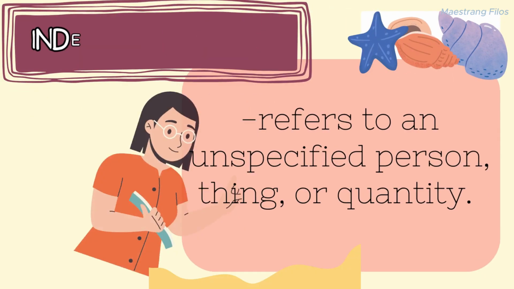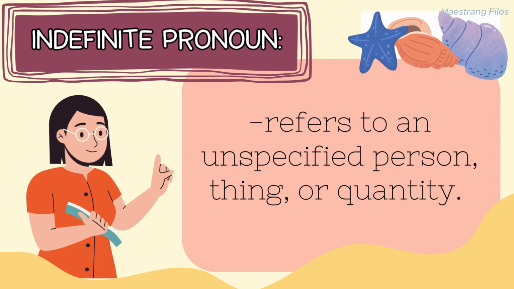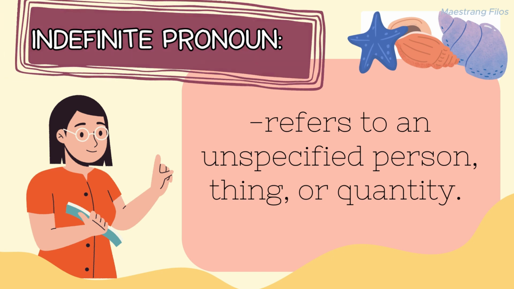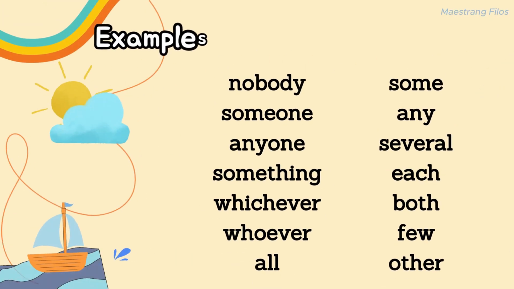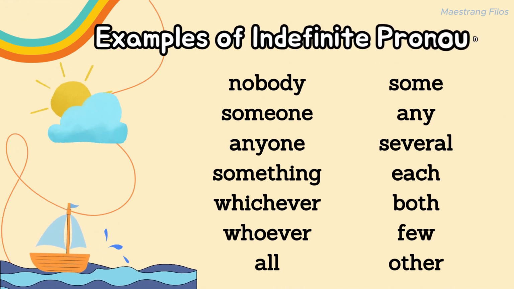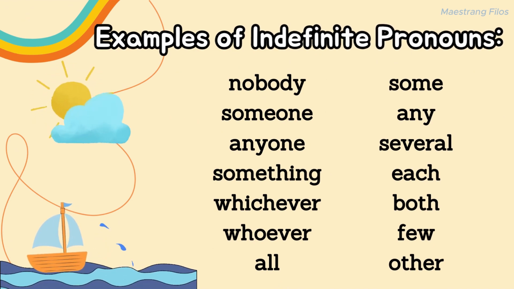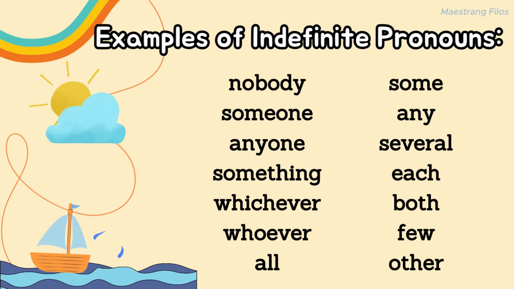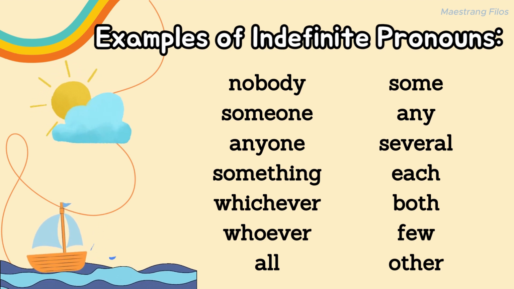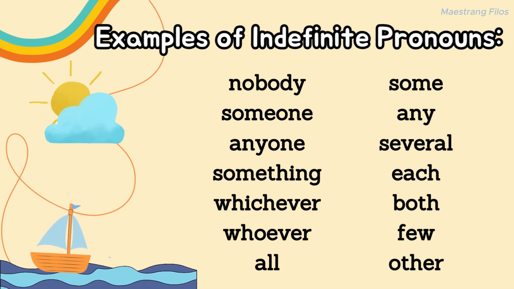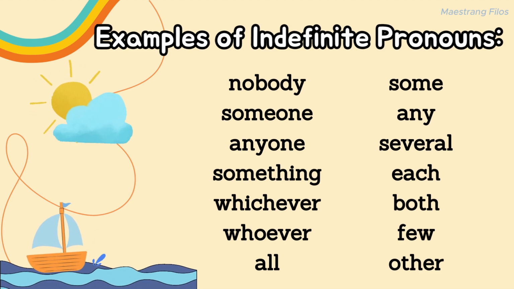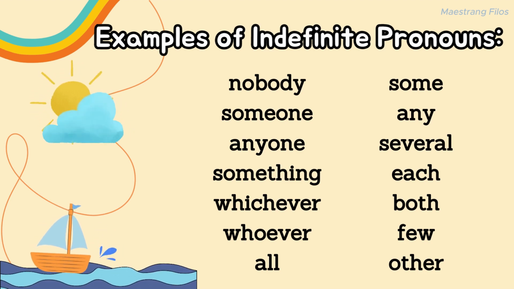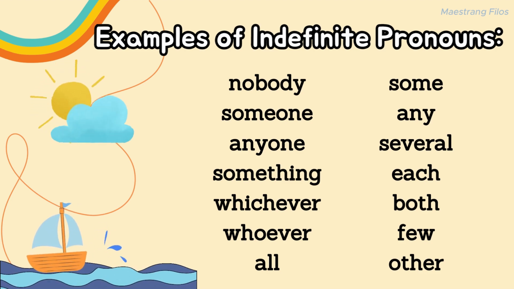The second type of pronoun is called indefinite. It refers to an unspecified person, thing, or quantity. Here are some examples. Nobody, someone, anyone, something, whichever, whoever, all, some, any, several, each, both, few, other.